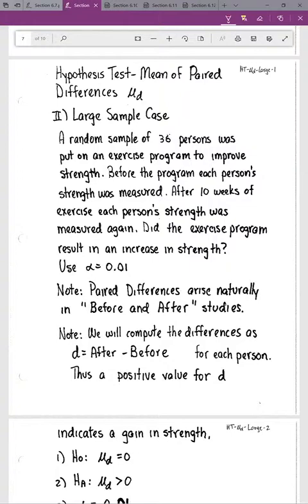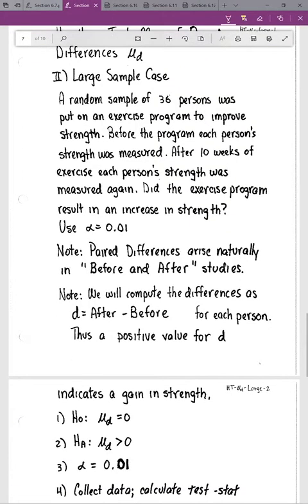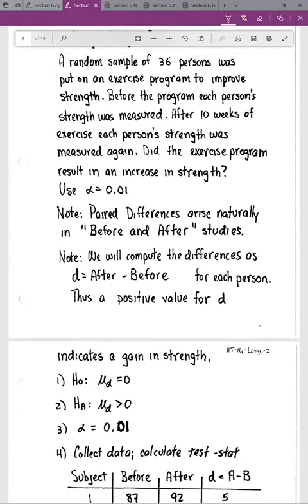Let's take a look at our second case, our large sample. So taking a look at an example, a random sample of 36 persons was put on an exercise program to improve strength. Before the program, each person's strength was measured. After 10 weeks of exercise, each person's strength was measured again. Did the exercise program result in an increase in strength? Use alpha equal to 0.01.